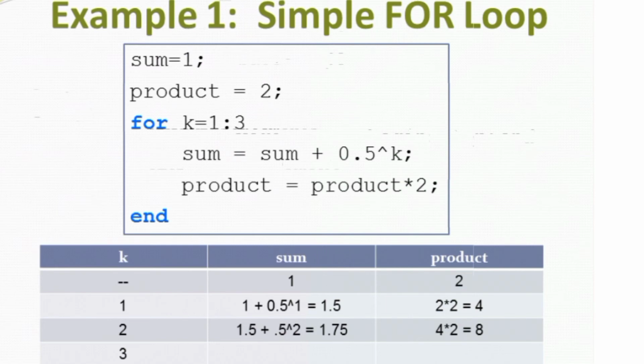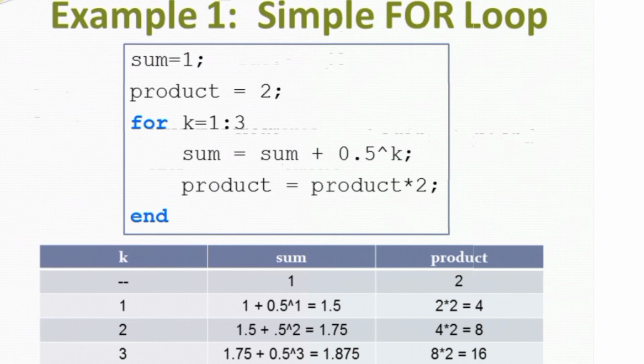So now we have our new value of sum of 1.75 plus 0.5 cubed, which gives us 0.125. So we add 0.125 to 1.75, which gives us a final value of sum of 1.875. And we do the same thing for the product line there. So product is 8. 8 times 2 gives us the final value for product of 16.